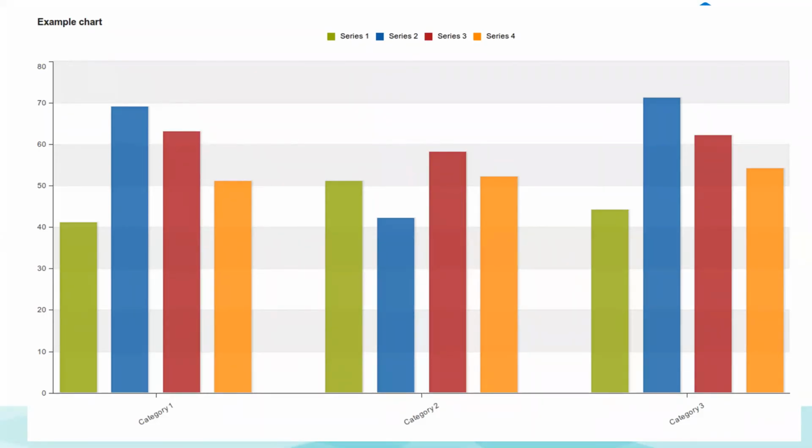Anyone? Three categories and four series. Yes, very good. So we have three categories here, and in each category we have the value for four series, that is in four colors. So how this category and series are displayed in charts will differ by the type of chart. So we are going into different types of charts. We will see how they are displayed, but just keep in mind the basics behind it so you can work it out.